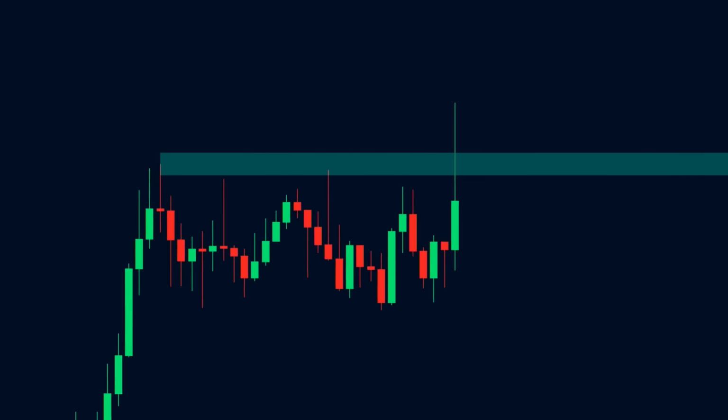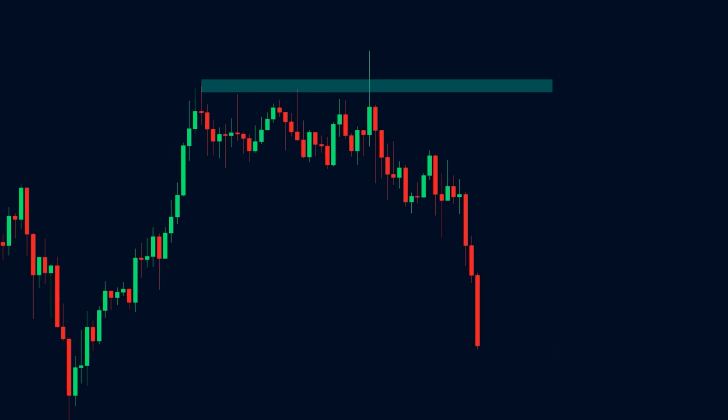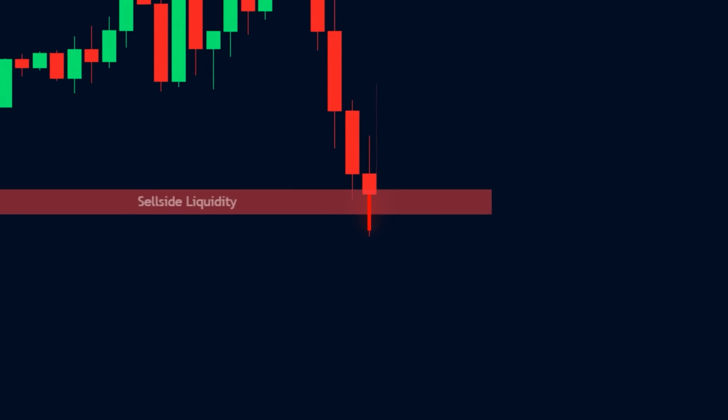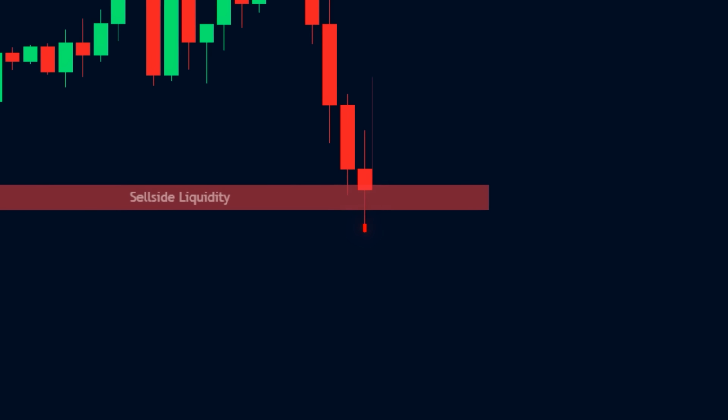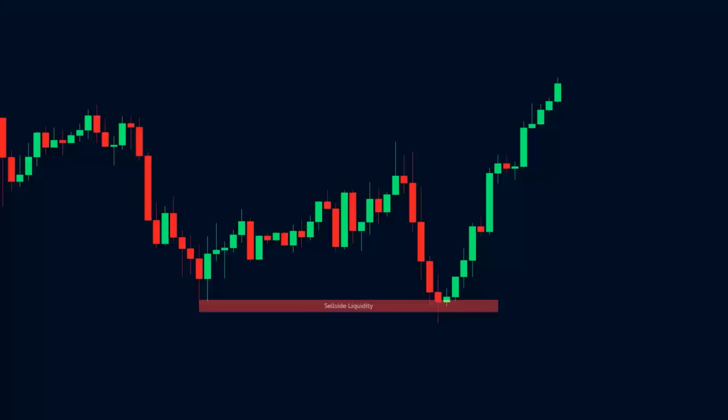When it happens at buy-side liquidity, you'll see a candle wick spike through the high and then close back down. Shorts get stopped out, breakout buyers get trapped, and sellers step in hard. That's a bearish or buy-side liquidity grab. When it happens at sell-side liquidity, the candle wick drives under the low and then rejects back up. Longs get stopped out, breakout short sellers jump in, and buyers take control. That's a bullish or sell-side liquidity grab.